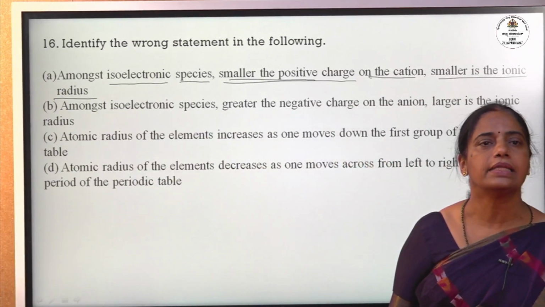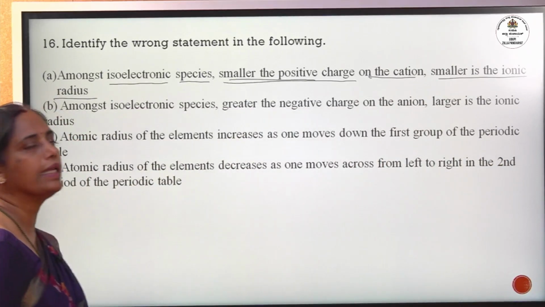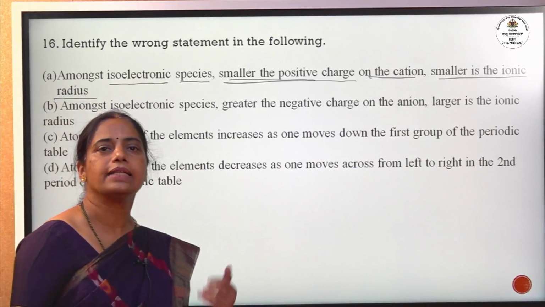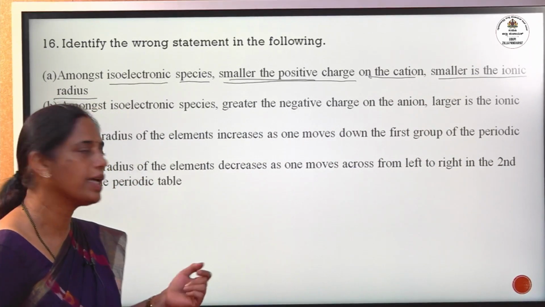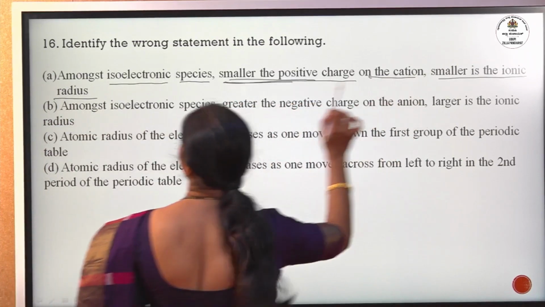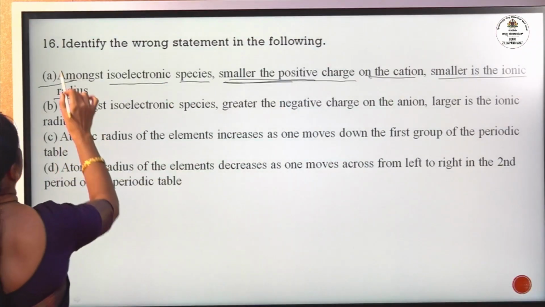The size and charge on the ions are compared there. As the negative charge increases on the ion, ionic size increases. As the positive charge increases, ionic size decreases. Here it is smaller positive charge, smaller size, which is wrong. This appears to be wrong.